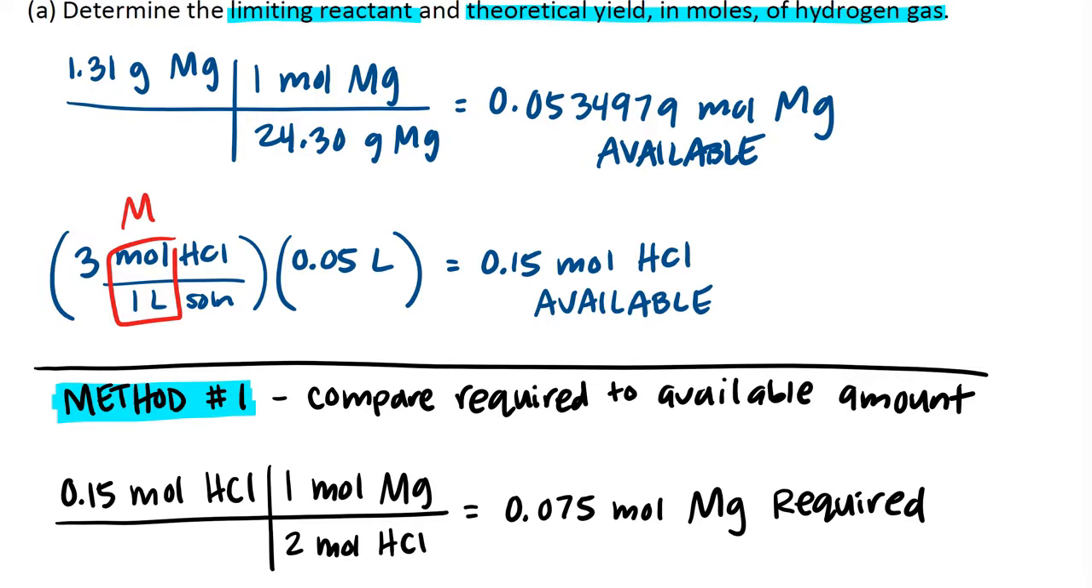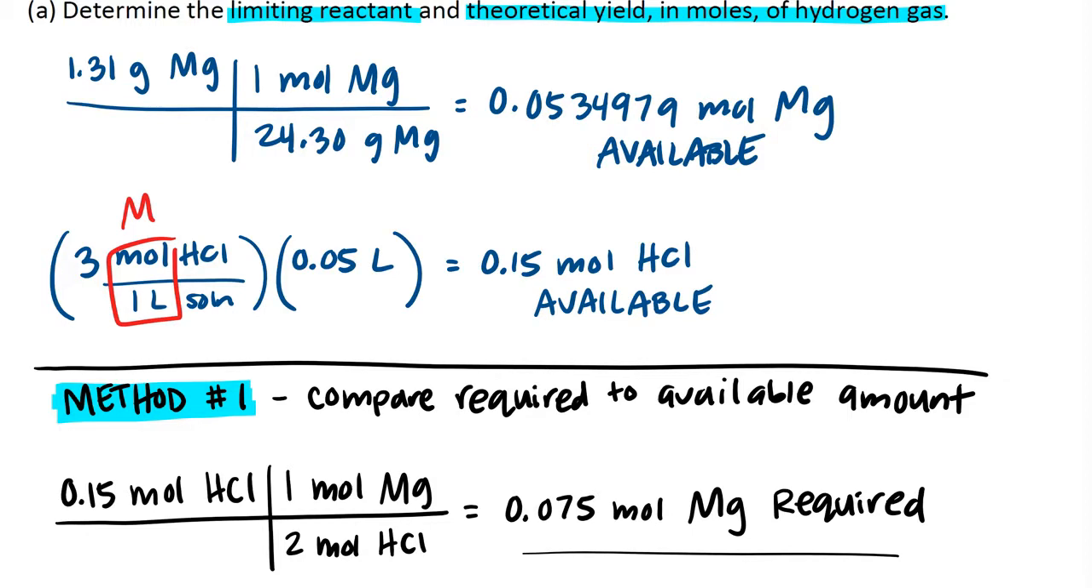So I've just taken the hydrochloric acid moles available, and I use stoichiometry and the coefficients, aka your mole ratio, to calculate the moles of magnesium required to react with the amount of hydrochloric acid. So I see here that 0.075 moles of magnesium would be required to react with all of the hydrochloric acid. And so now here comes the comparison. Compare this required magnesium to the amount of magnesium available that we have calculated above.